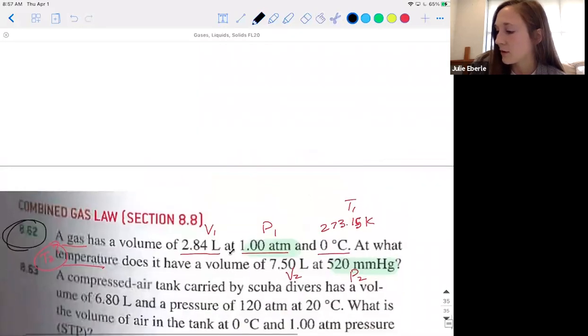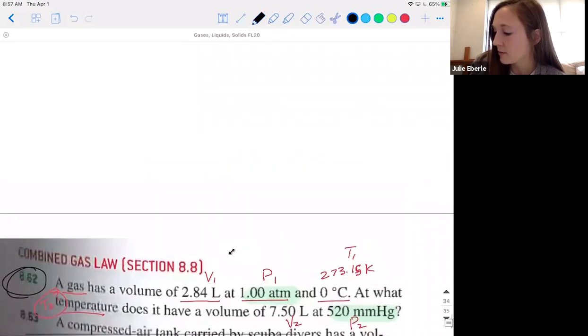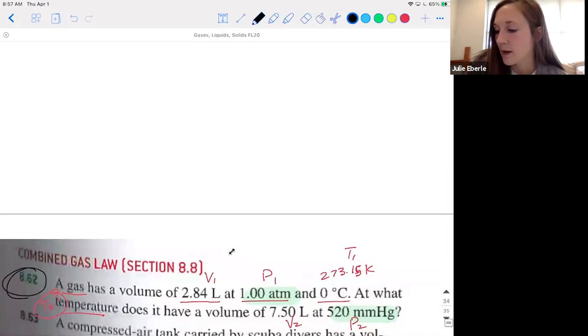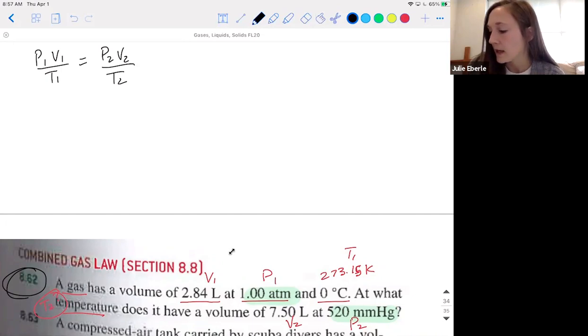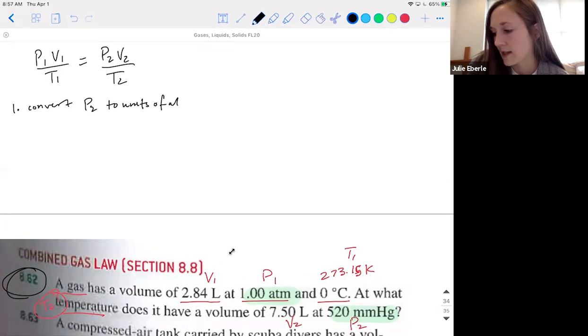So I'm going to scroll up. I got some white space up here. You can still see the problem at the bottom of the slide. So this is what we got. P1 V1 over T1 equals P2 V2 over T2. There's our law. And a couple of things we need to do. One, convert P2 to units of ATM. Why? So that it matches the pressure units on P1, that first pressure condition given.